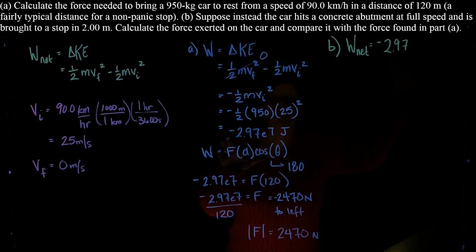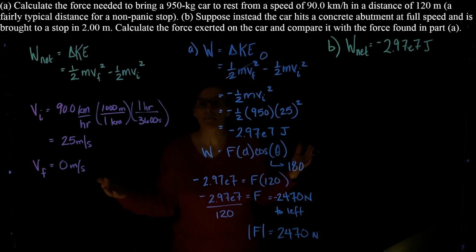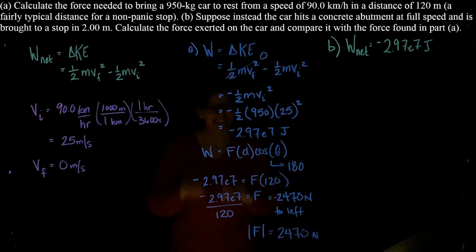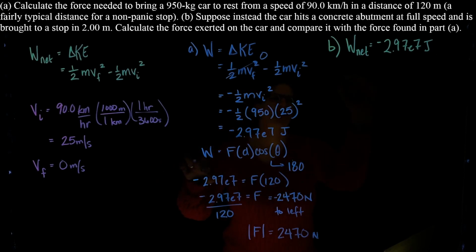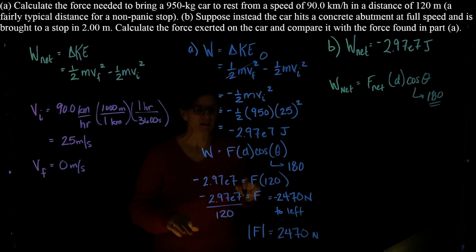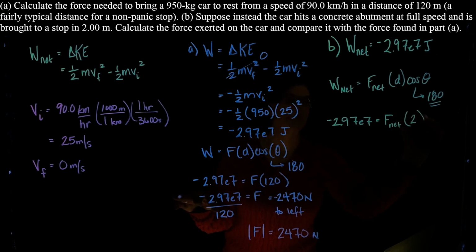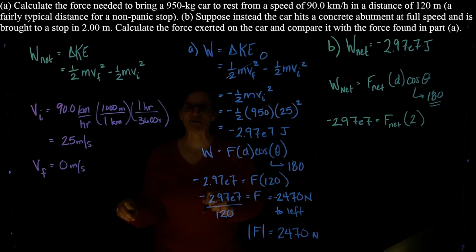Negative 2.97 times 10 to the 7 joules. Same amount of work, bringing it to a stop. But it's happening over a much shorter distance. And so that's where the interesting part comes through. We know that net work is equal to that net force times the distance times the cosine of the angle. And we've already talked about how this angle's at 180 degrees. So we have minus 2.97 times 10 to the 7th is equal to my net force times 2 meters. This is stopping in a distance of 2 meters.